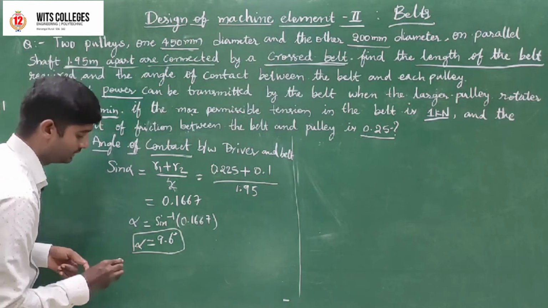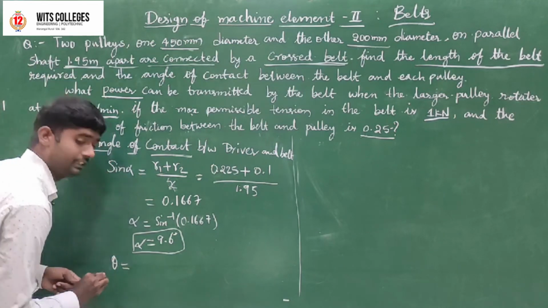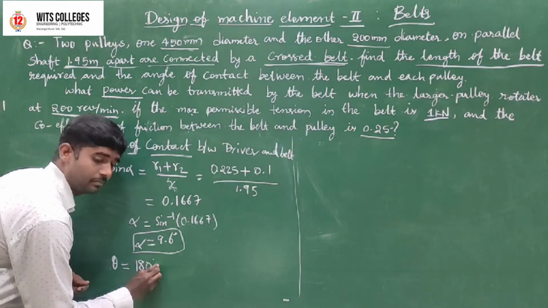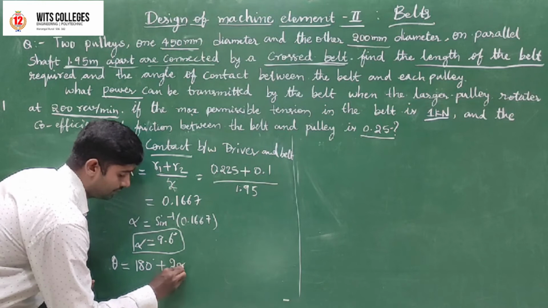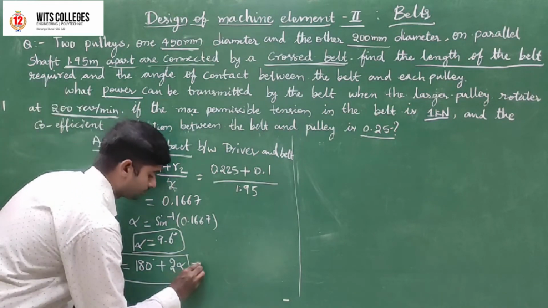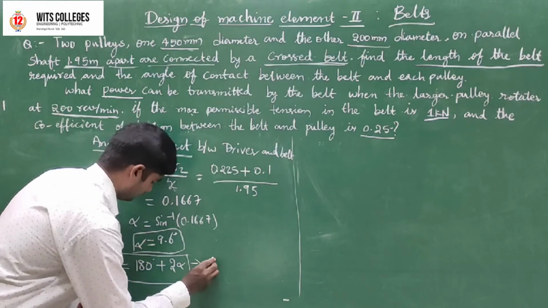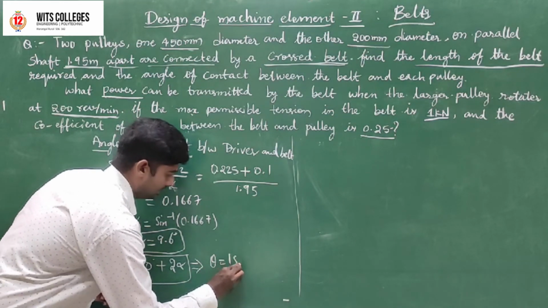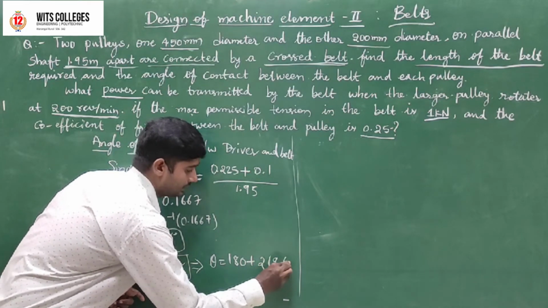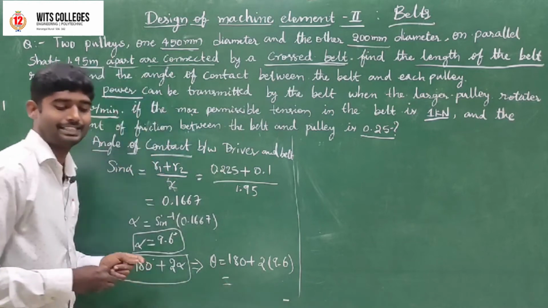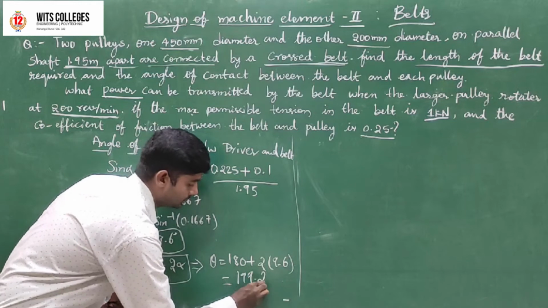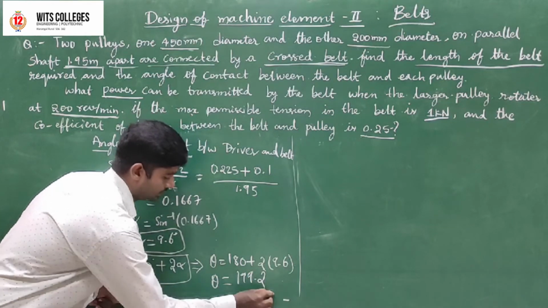Next, find out theta, the angle of contact. Theta is equal to 180 degrees plus 2 alpha. Using this, theta is equal to 180 plus 2 into 9.6. Then theta is equal to 199.2 degrees.